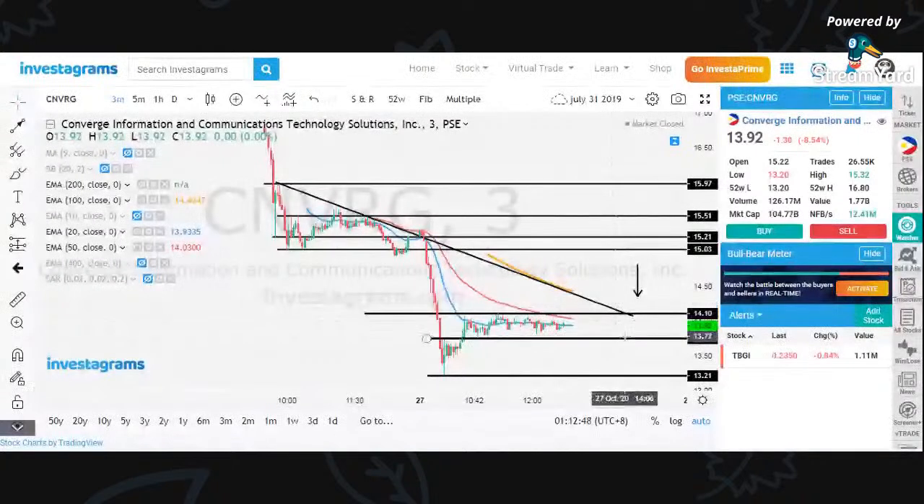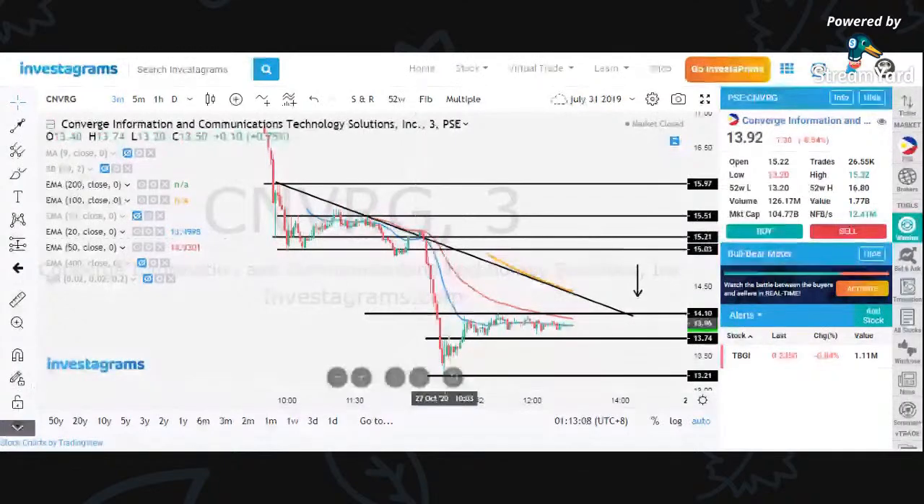So, ganyan po ang nangyari kanina ng umaga. As we draw this incline line yesterday, na-break niya ng kaunti and then bumalik sa ibaba. So, this is a post breakout. So, we need to be aware na there's a post breakout and then tuloy-tuloy na nag-down si Converge. So, we will see if we can break this incline resistance.